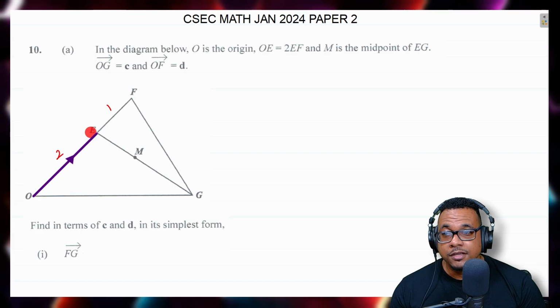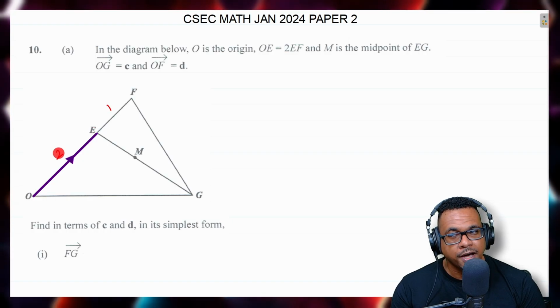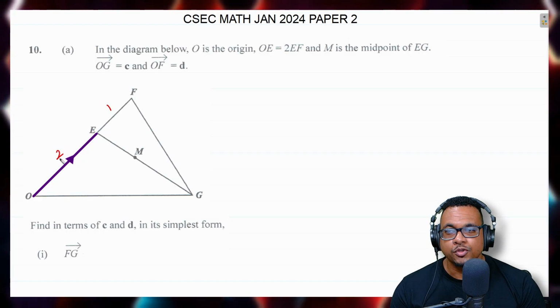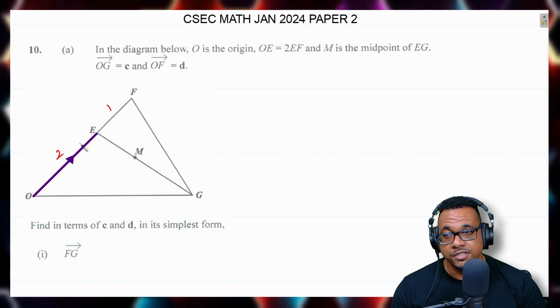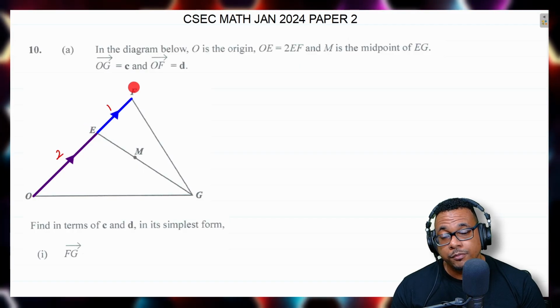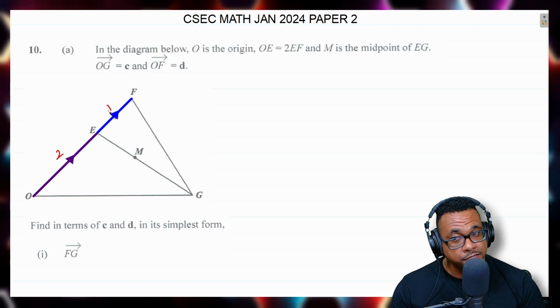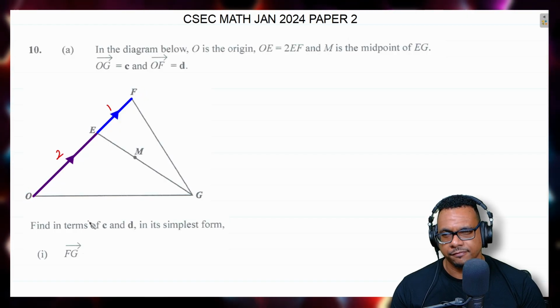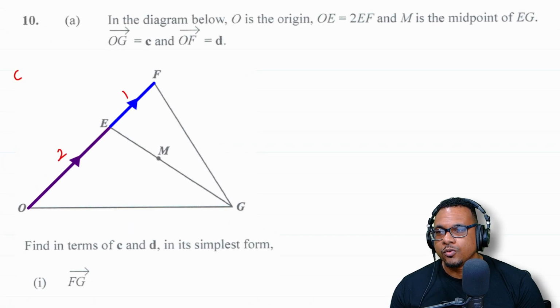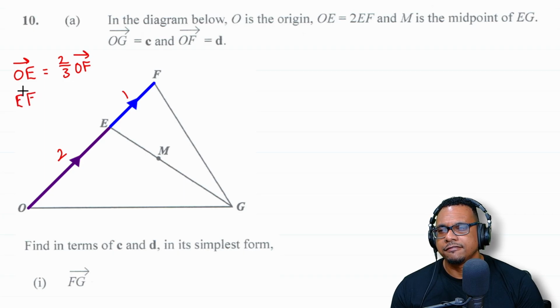Therefore, from O to E will be 2 out of 3 parts times OF. So 2/3 OF will be from O to E. And from E to F will be 1/3, 1 part out of 3 of O to F. So O to E will be equal to 2/3 O to F. And E to F will be equal to 1/3 O to F.